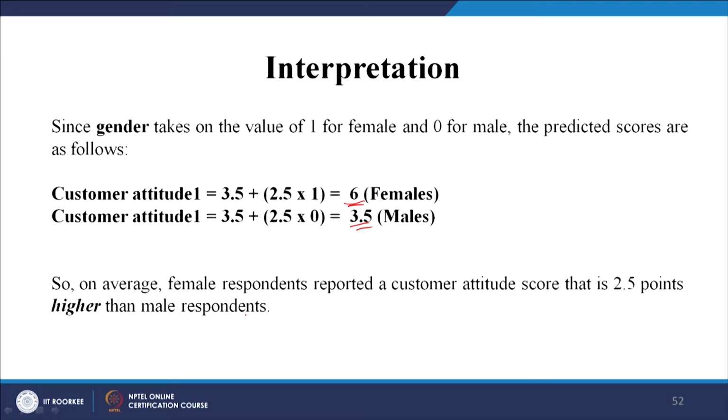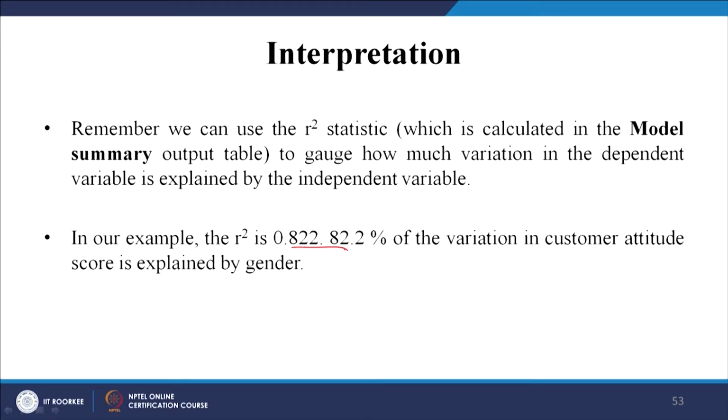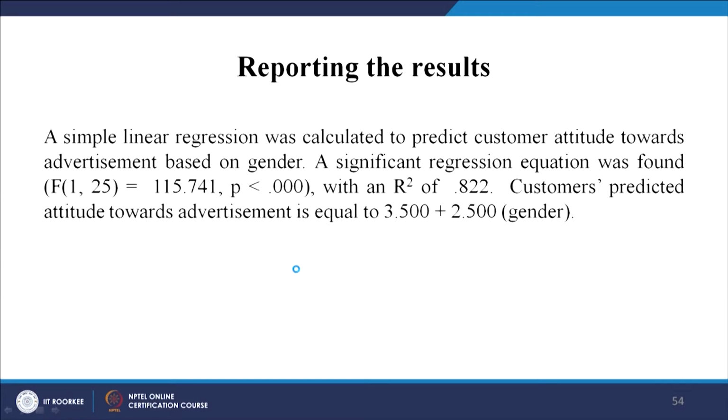This is how you interpret, okay. And the R square was 82.2%, which is explained by the gender. This is also something you should mention, right.